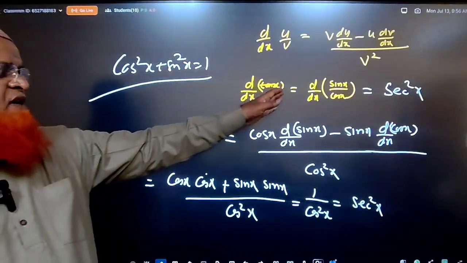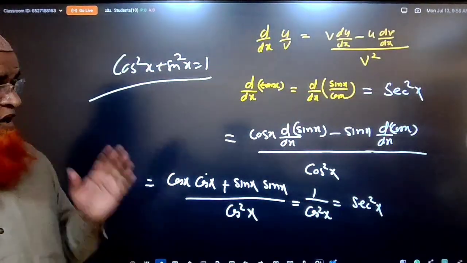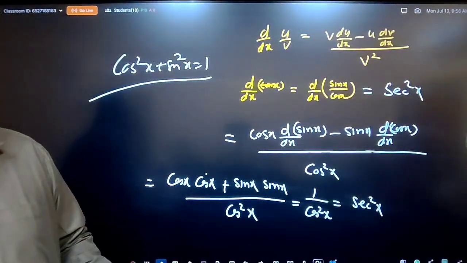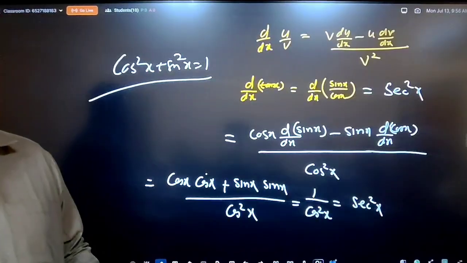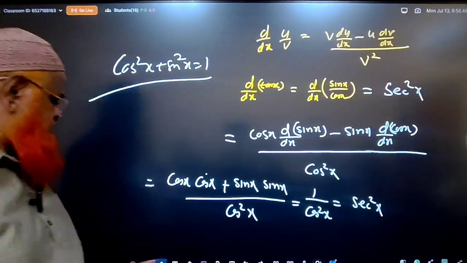You just remember d by dx of tan x is equal to secant square x, but you should know what the u by v method is. How does it work? You should know that one. Is it understood what I am saying now?